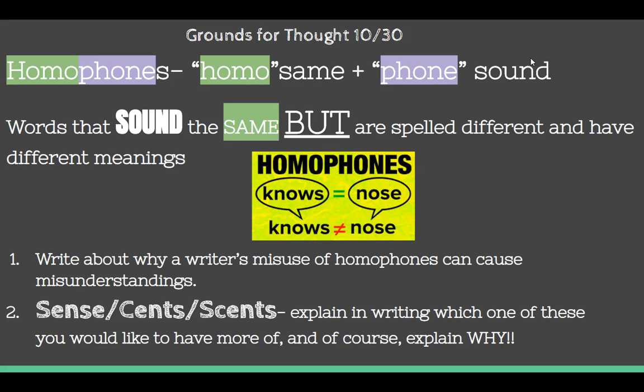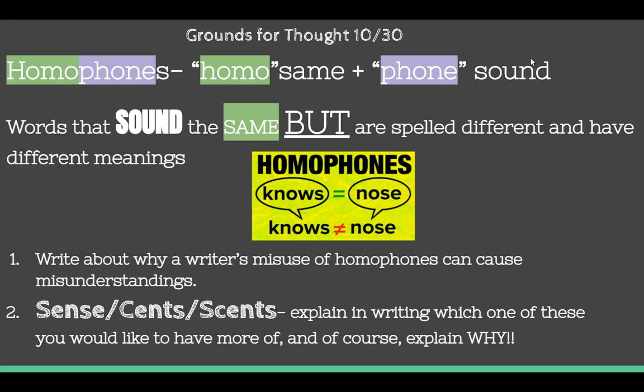And so we know that homophones are words that have the same sound but are spelled differently and have different meanings. So these words can get people a little bit confused. Here I have an example of nose and knows. They sound the same, but unless you use the word in context, it's really hard to know which one to spell and which one is being used. We know that these words sound the same, but clearly they are not spelled the same, and you know that they have different meanings.